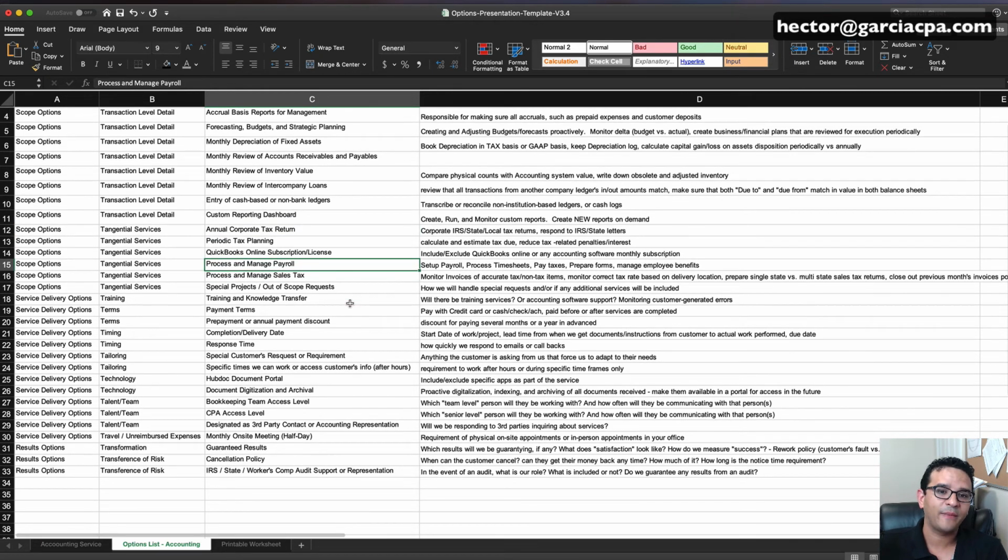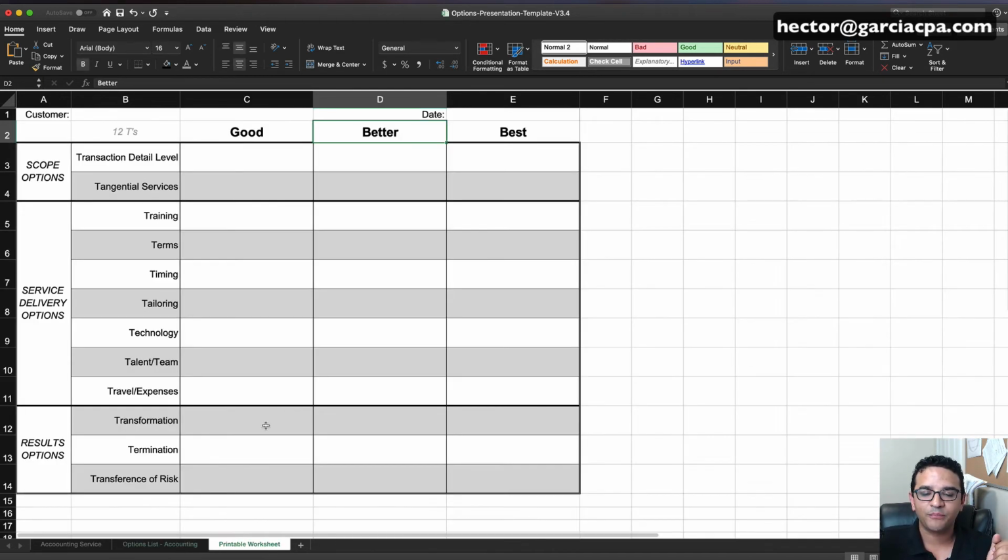You probably want to customize this and add some of the specific things that you do in your firm or you don't do. It won't be the same as mine. Add them into the database so you have one place where you can access those options quickly. And there's also a printable worksheet, which is really useful for you to print. It's one page. Maybe you can use it to write some notes as you're talking with your client and thinking through what they need.